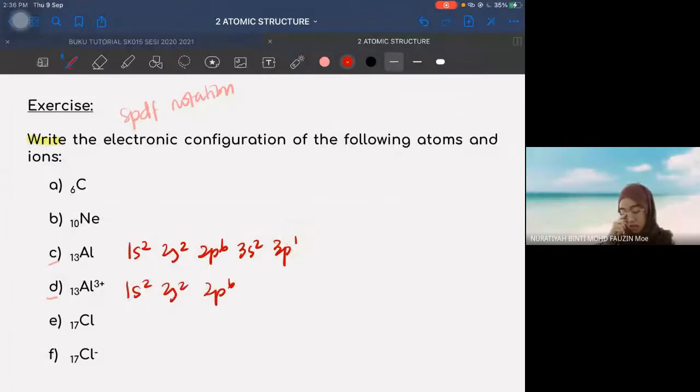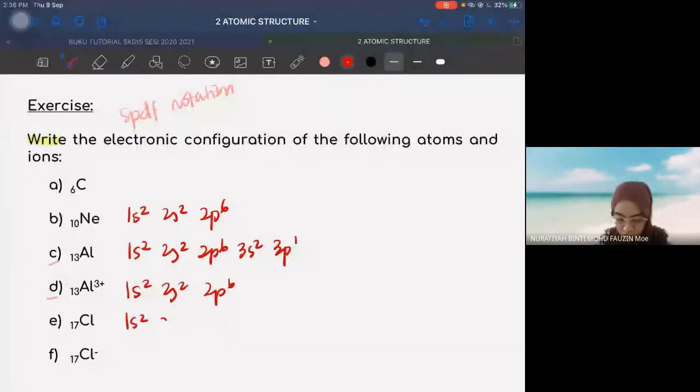Okay. So next. So, sekarang ni, kalau awak tengok, awak punya Al3+, dia punya electronic configuration will be the same as neon. Okay? It will be the same as neon. Next, chlorine atom.